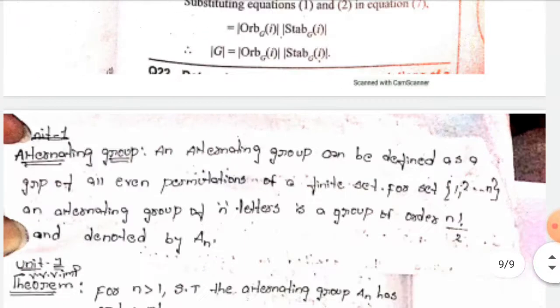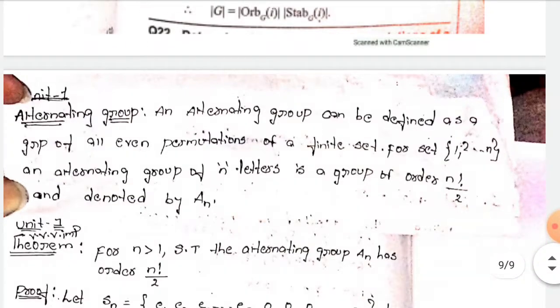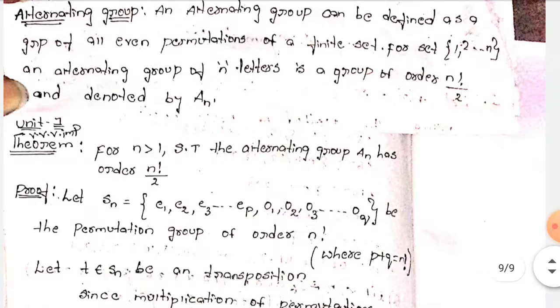Next, alternating group. This is from unit 1. We will define the alternating group A_n on the set 1, 2, and so on up to n. It is the alternating group of n letters if it has order n factorial by 2, and we can say it is an alternating group if it has the even permutations of the set 1, 2, and so on up to n. Based on this definition only we have the theorem.